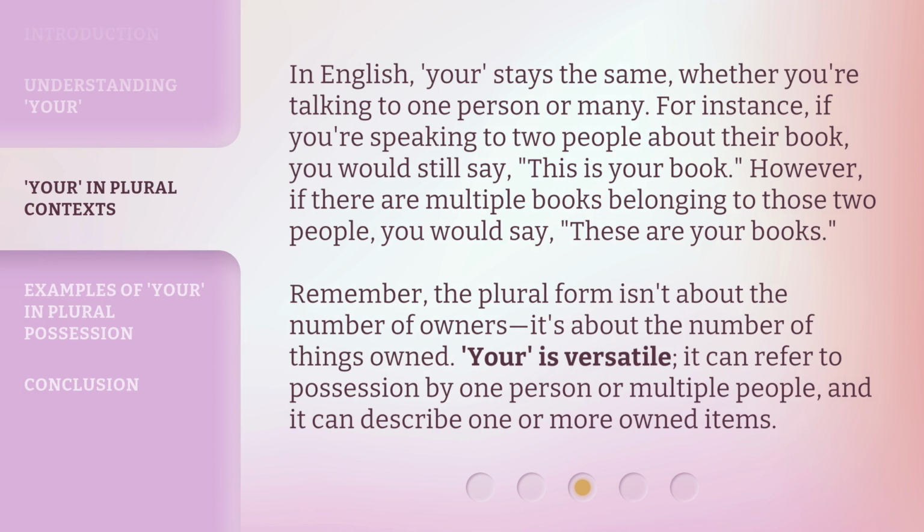In English, your stays the same, whether you're talking to one person or many. For instance, if you're speaking to two people about their book, you would still say, "This is your book." However, if there are multiple books belonging to those two people, you would say, "These are your books." Remember, the plural form isn't about the number of owners. It's about the number of things owned. Your is versatile. It can refer to possession by one person or multiple people, and it can describe one or more owned items.